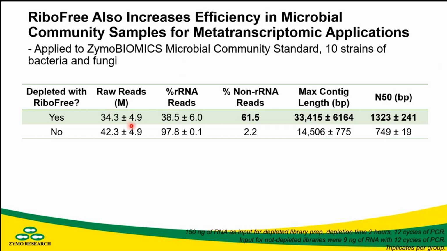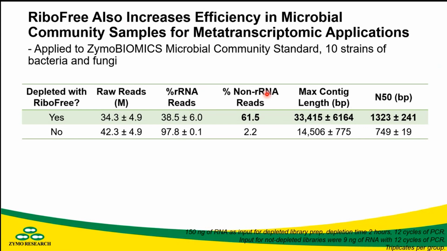Looking here, we have libraries that are prepared with Ribo-Free, and we also omit the Ribo-Free depletion during library prep as a control group. The all-rRNA reads percentage, if we don't treat it with Ribo-Free, is close to 98%. So almost all of the reads go to the not-as-informative portion. While if we look at the treated one, we significantly reduced the reads to below 40%.